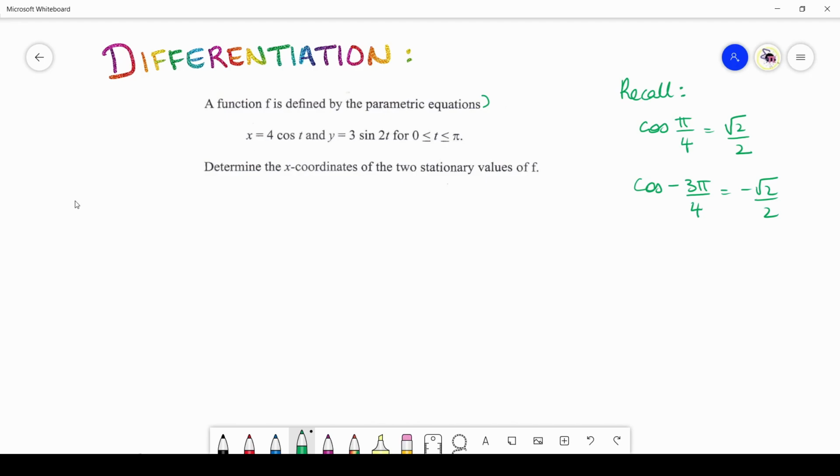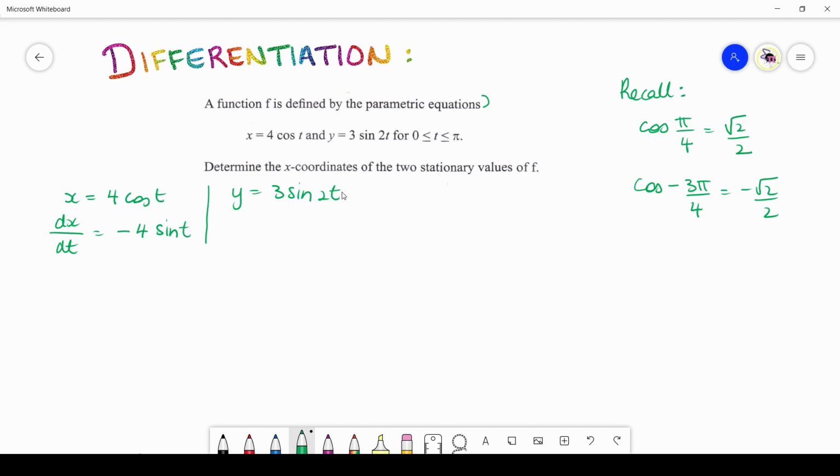So first up, I am going to write down my first equation there. We have x is equal to 4 cos t. And I'm going to differentiate this, dx with respect to t. And the differential, of course, is minus sine. So I'll get minus 4 sine t. Very simple. Next up, we have y is equal to 3 sine 2t.